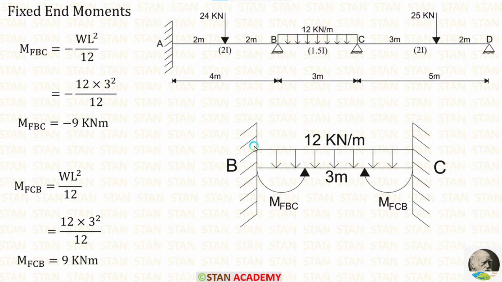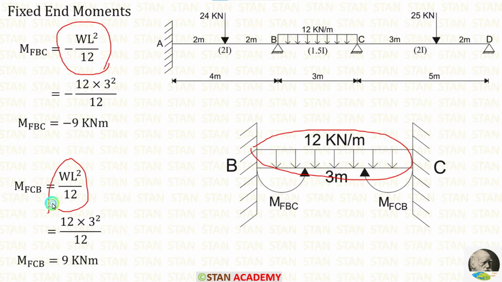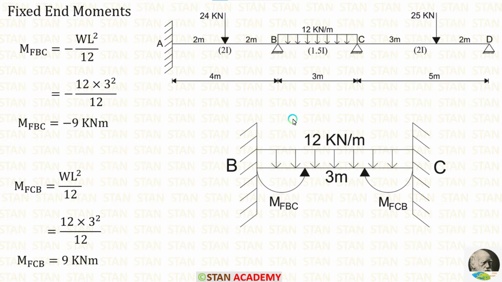In the span BC, UDL is acting for the full span. We have already seen the fixed end moment formulas: minus WL²/12 and positive WL²/12. Let us apply the values inside the formulas. W is 12, L is 3. After applying all of the values inside the formulas, we are getting M of BC is equal to minus 9 kilonewton meter and M of CB is equal to 9 kilonewton meter.